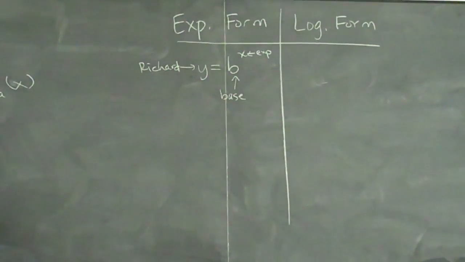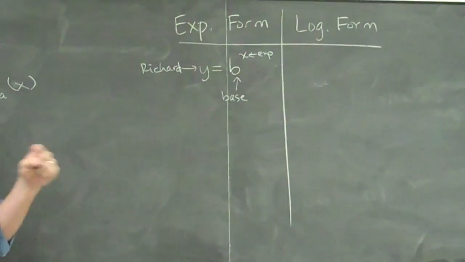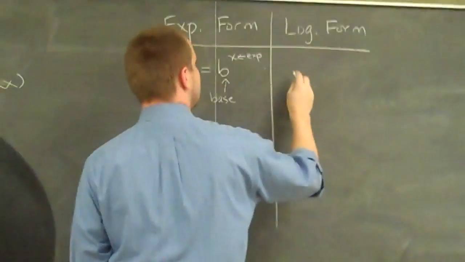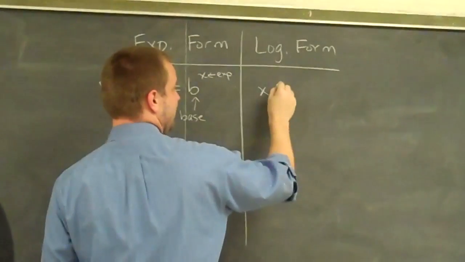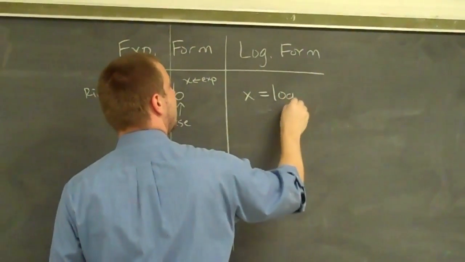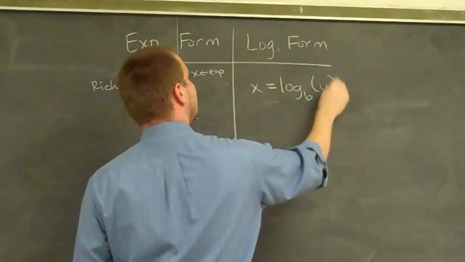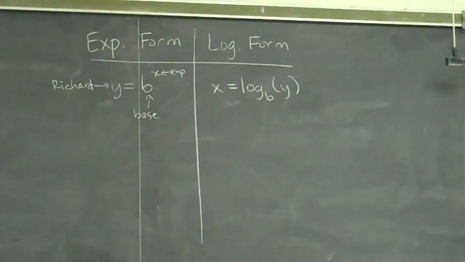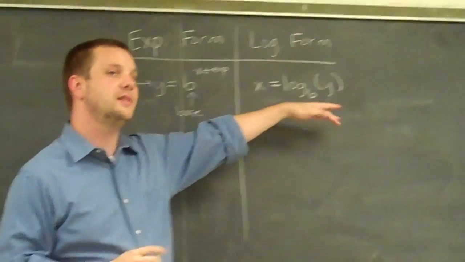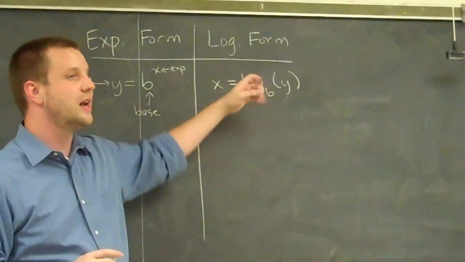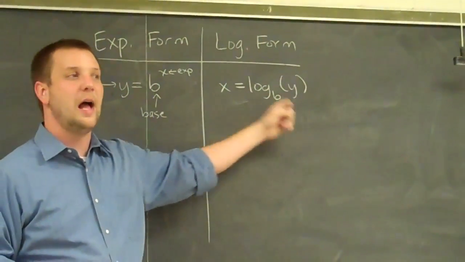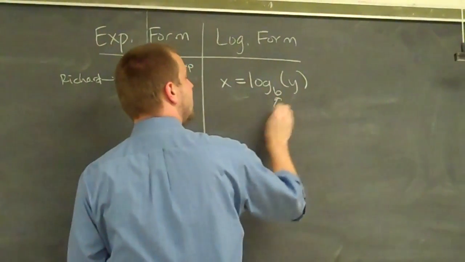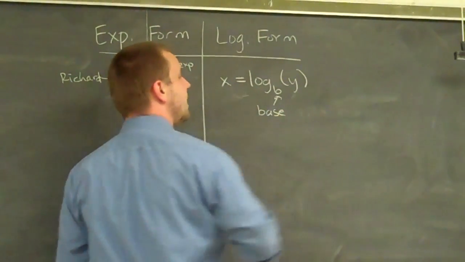So in logarithmic form, the equivalent equation, not the inverse, but the equivalent equation is x equals the log base b of y. And when we read these, I want you to say that exactly like I said it. I don't want you to call it log b. I want you to call it log base b. There's a really important reason why I want to reaffirm that that's called the base.